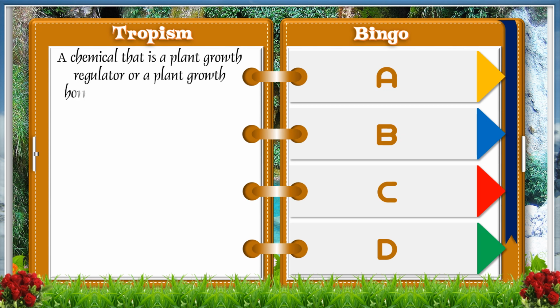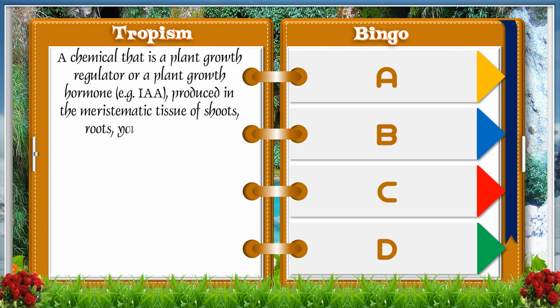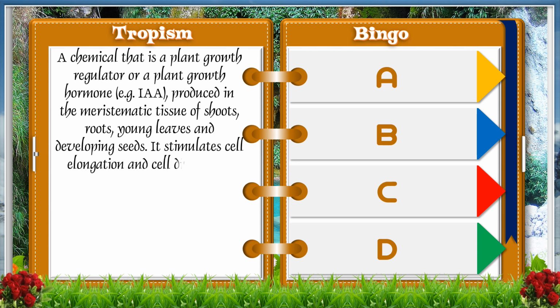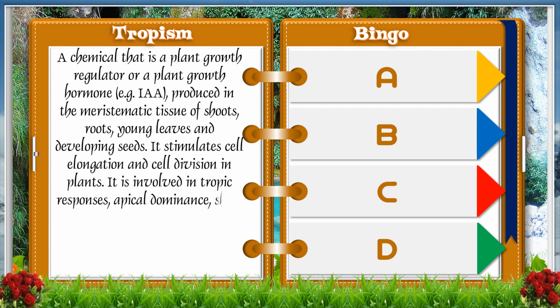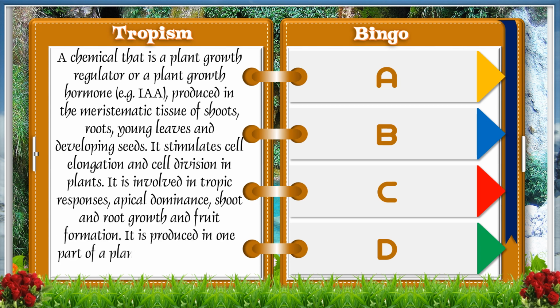A chemical that is a plant growth regulator or plant growth hormone, for example, IAA, produced in the meristematic tissue of shoots, roots, young leaves, and developing seeds. It stimulates cell elongation and cell division in plants. It is involved in tropic responses, apical dominance, shoot and root growth, and fruit formation. It is produced in one part of a plant, but its action is in another.